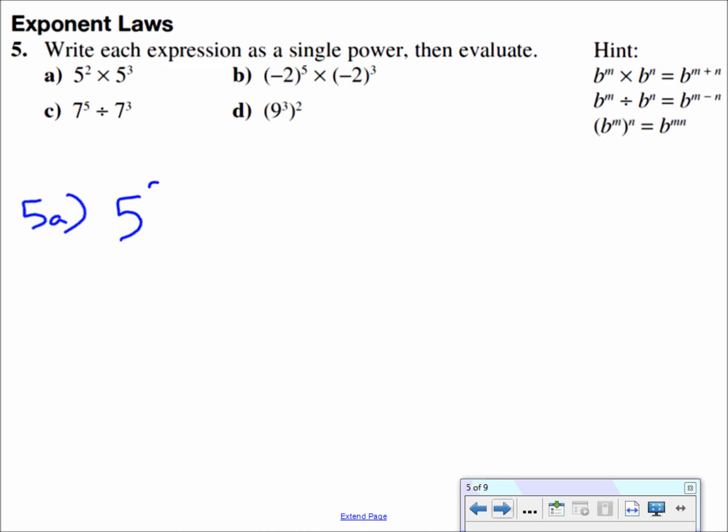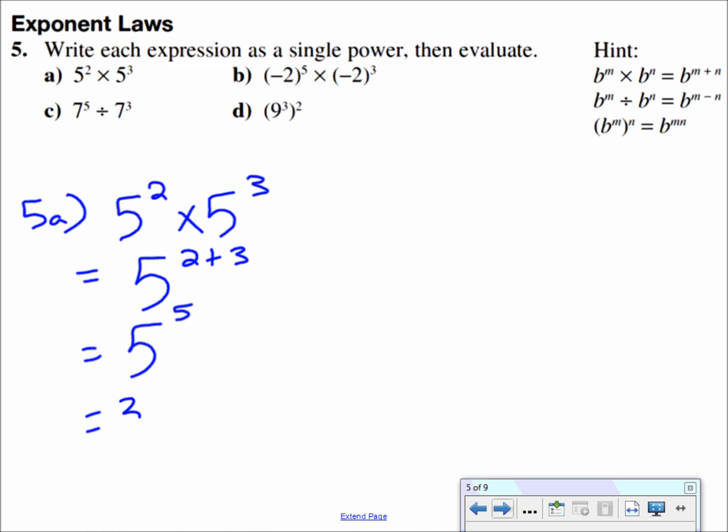Okay, so 5 to the power of 2 times 5 to the power of 3. Are my bases the same? Yeah. Is it a multiplication question? So it becomes 5 to the 2 plus 3, which equals 5 to the 5. Everyone agree with that? Now it's actually saying to evaluate on this question, so 5 to the exponent 5 gives me 3,125. It actually wants you to calculate that exponent.